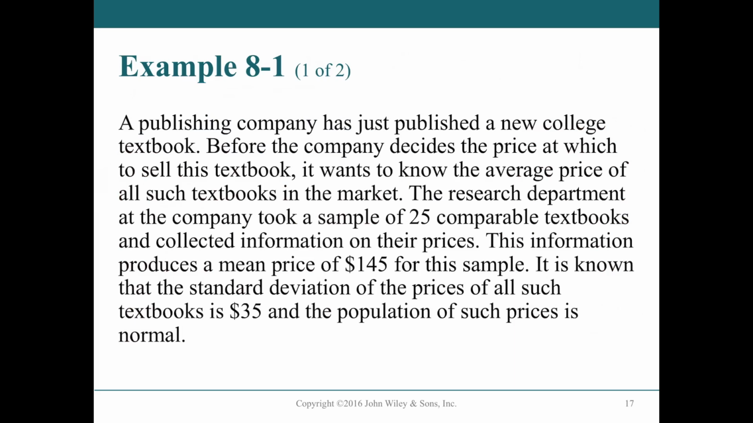Here's an example. A publishing company just published a new textbook. Before the company decides the price at which to sell this textbook, it wants to know the average price of all such textbooks in the market. So it takes a sample of 25 comparable textbooks, got the information, found the mean X bar of 145. But it is known, keyword known, that the standard deviation for the prices is 35.